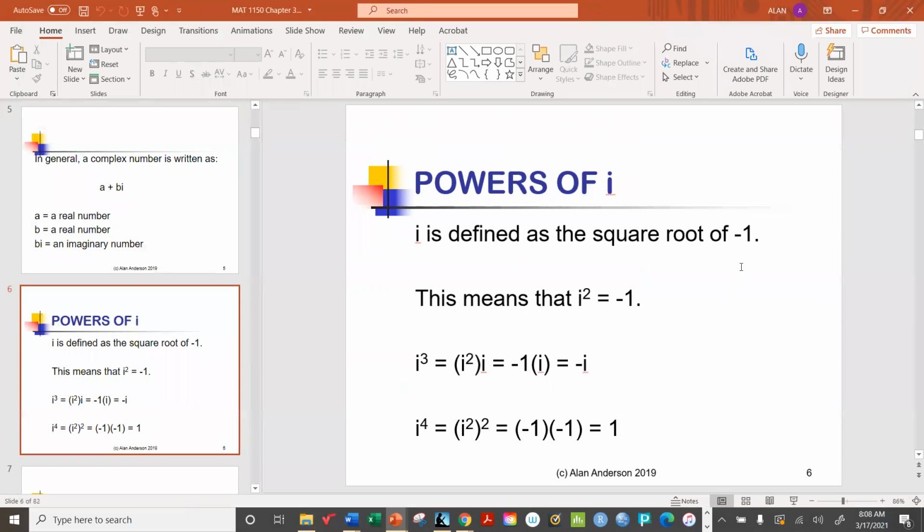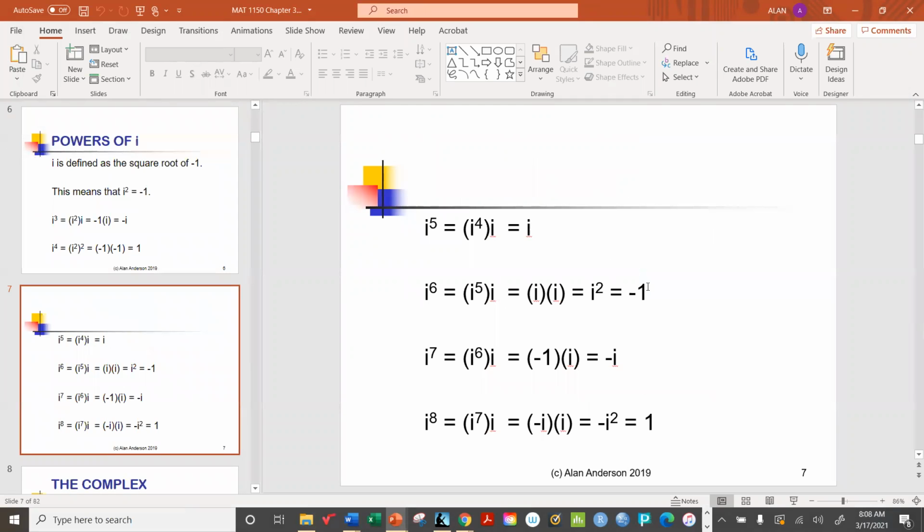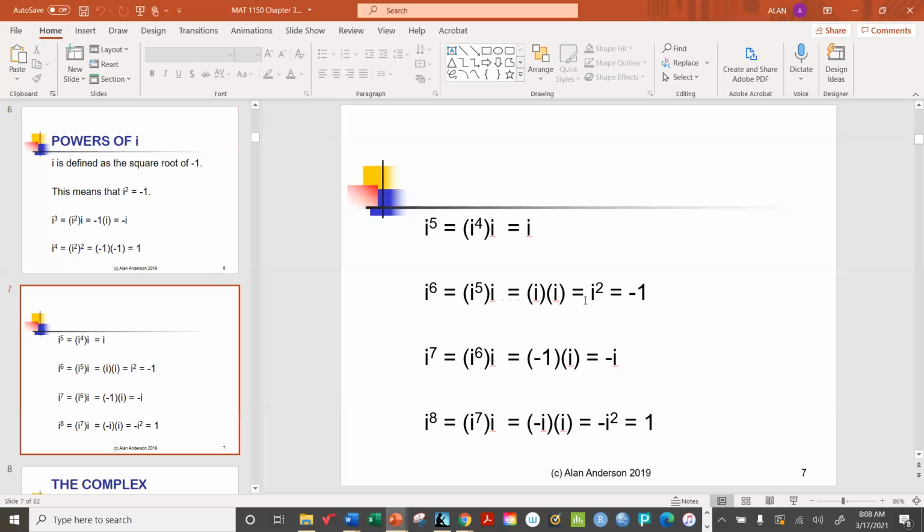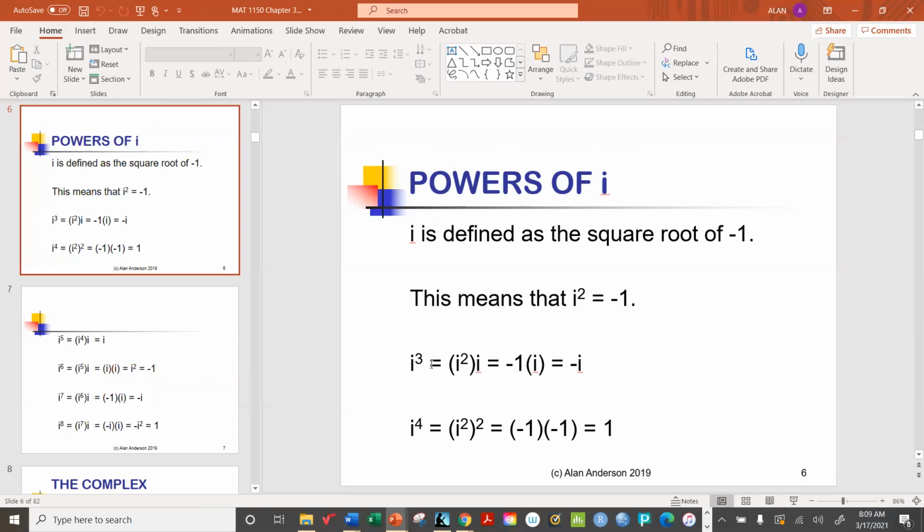So you might recall that i squared is -1, i cubed is -i, i to the 4th is 1, and then when we get to the higher powers, this cycle just continuously repeats itself. In other words, i to the 5th is i. i to the 6th is -1, just like i squared. i to the 7th is -i, like i cubed. And i to the 8th is the same as i to the 4th, which is 1.